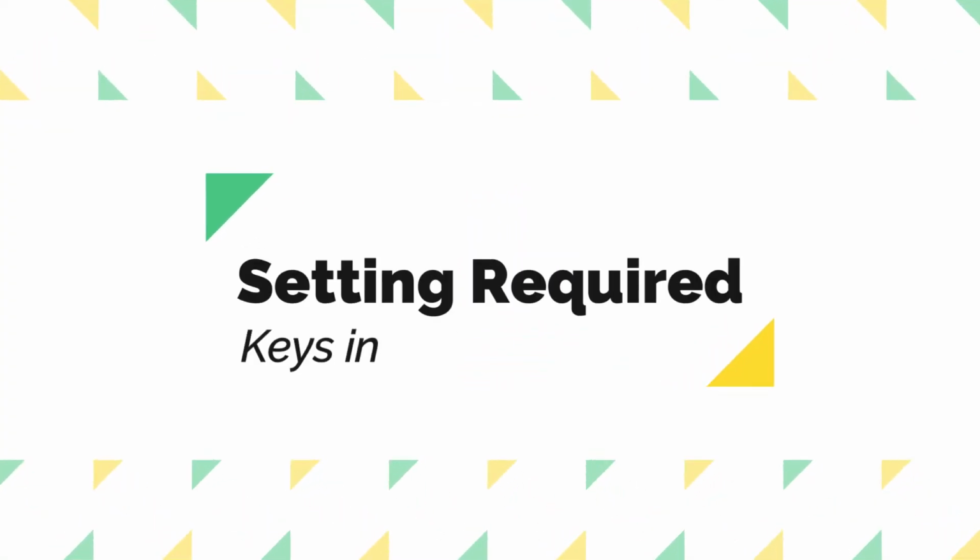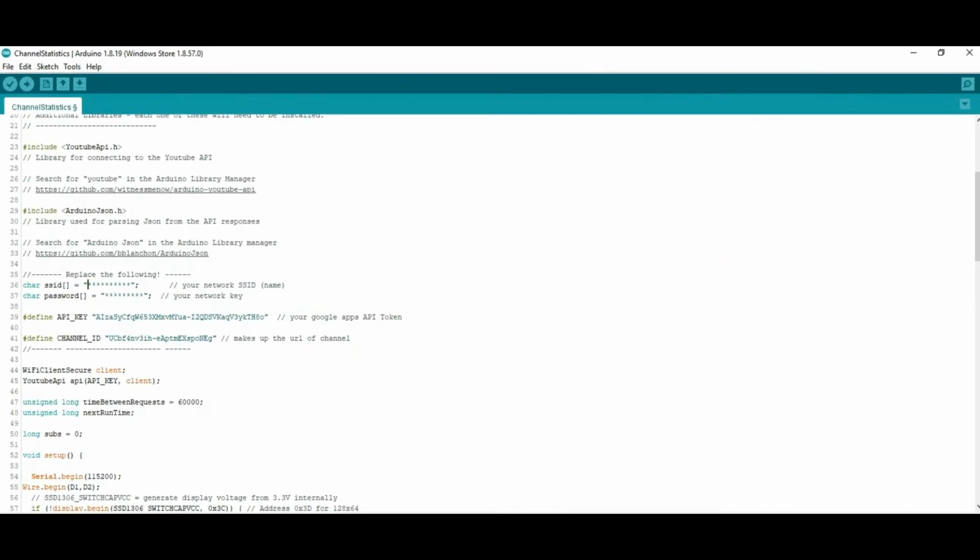Now, let's set the required keys in code. Download the code from the link given in the description. Open the code in Arduino IDE. Replace the SSID and password in the code with your own Wi-Fi credentials.